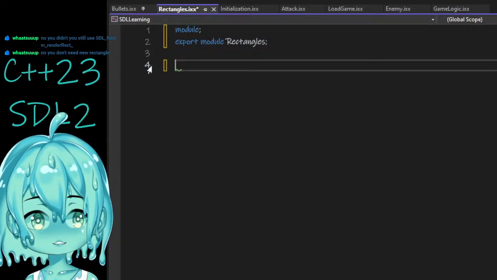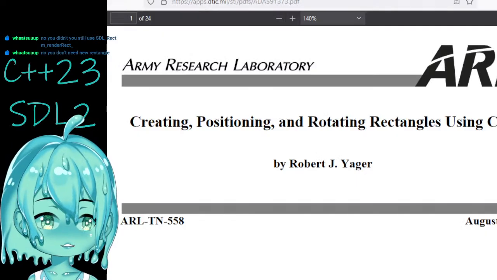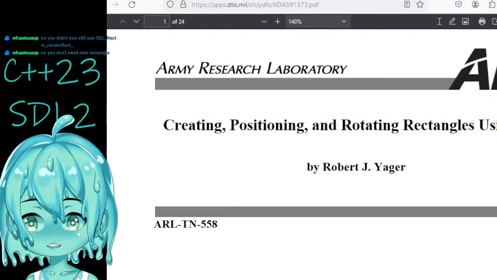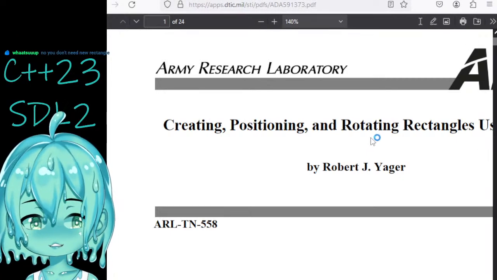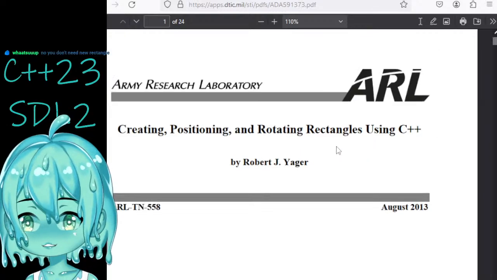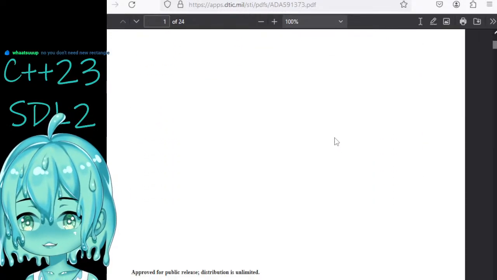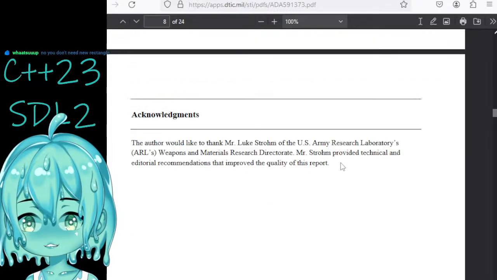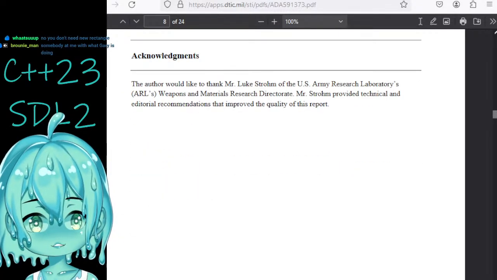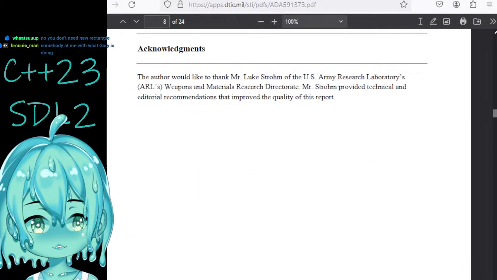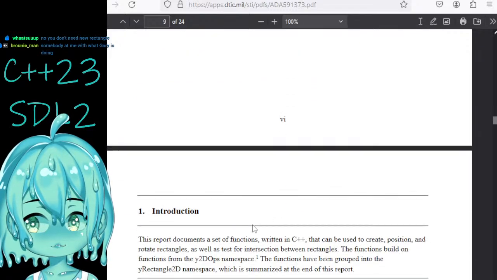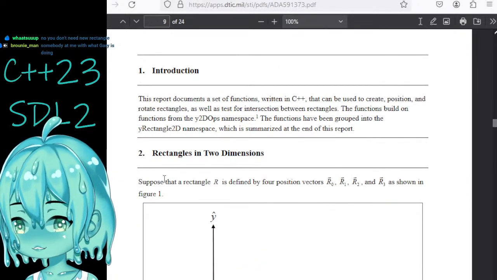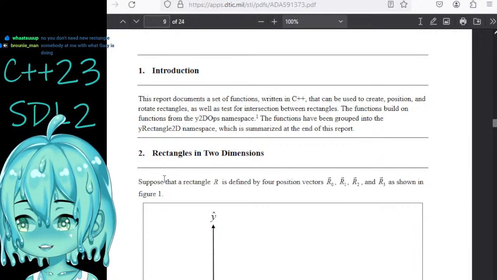All right. So what we're going to do here is something kind of unique. This is the Army Research Lab paper, Creating, Positioning, and Rotating Rectangles using C++. It's quite short, but we're going to learn it together. Introduction. We're making a homemade rectangle.